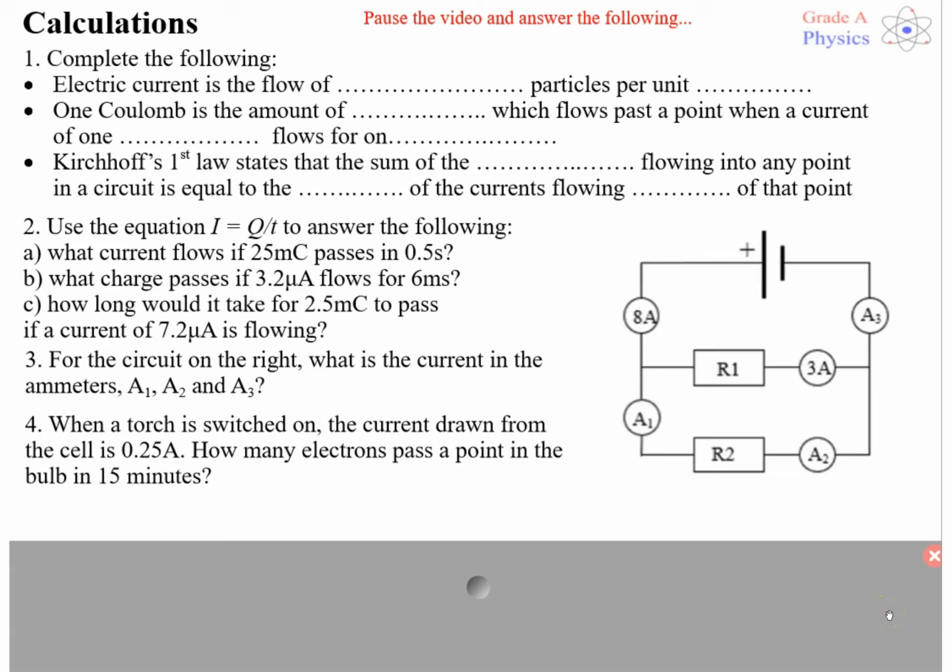What you need to do now is have a read through these 4 questions and then pause the video and try your best to answer them. So question 1 is some definitions. Question 2 is a few questions using I equals Q over T. Question 3 is thinking about Kirchhoff's first law. Question 4, a little bit more difficult. That's asking you to calculate the number of electrons given the information provided. So pause the video, give yourself 10 or 15 minutes to work through these questions, and then I'll go through the answers. Just play the video again, and I'll go through the worked solutions for each of these questions.